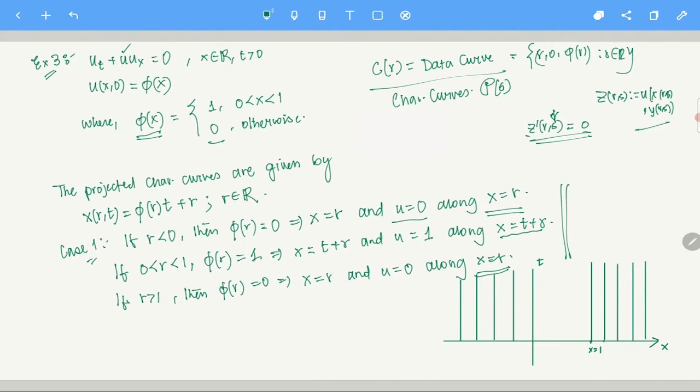Now, R is between 0 and 1. You have x equals t plus R. So in between R equals 0 and 1, x equals t plus R. Those are lines with slope 1.